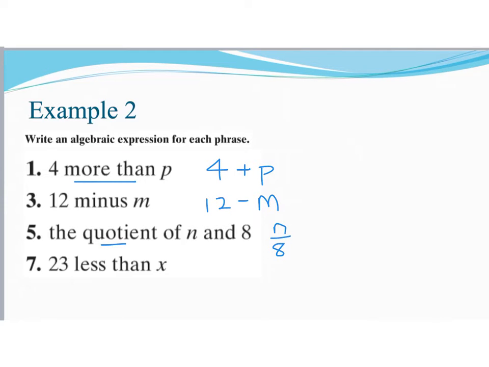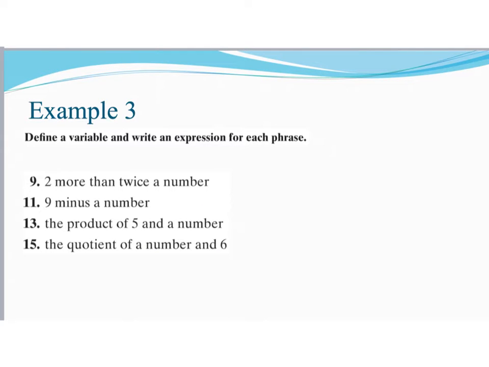And for number 7, it says 23 less than x. Less than indicates that we are subtracting. And because it's worded as less than, that means that we're going to be subtracting the 23. So here we really have x minus 23, which is the same thing as 23 less than x. Example 3 is similar still again. It says define a variable and write an expression for each phrase. So now though we're not gonna be given the variable, we can just write whatever variable we want to.